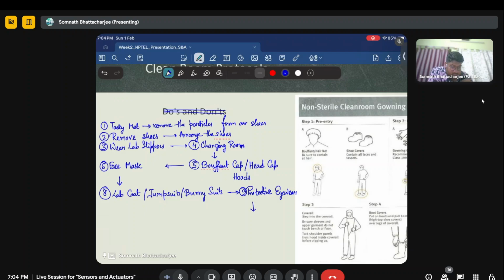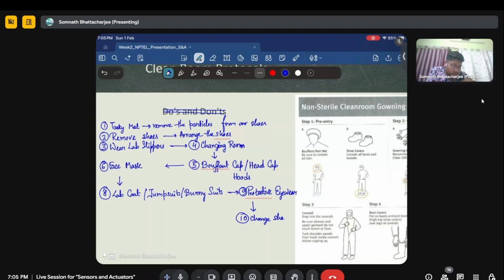And after this eyewear, if you are going inside, there are several sections of these clean rooms. In our clean room, there is a separate section where you are just completely fabricating the devices and everything, so you don't need to wear a different kind of shoes. But if you are going inside a chamber to perform some characterization, you need to change shoes.